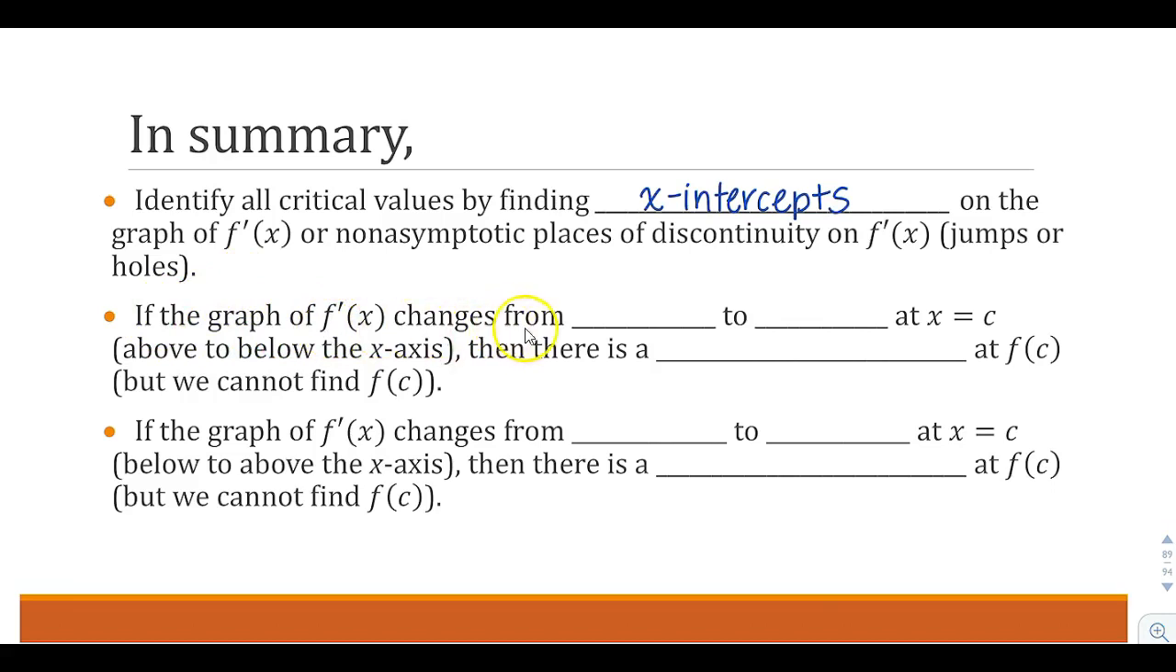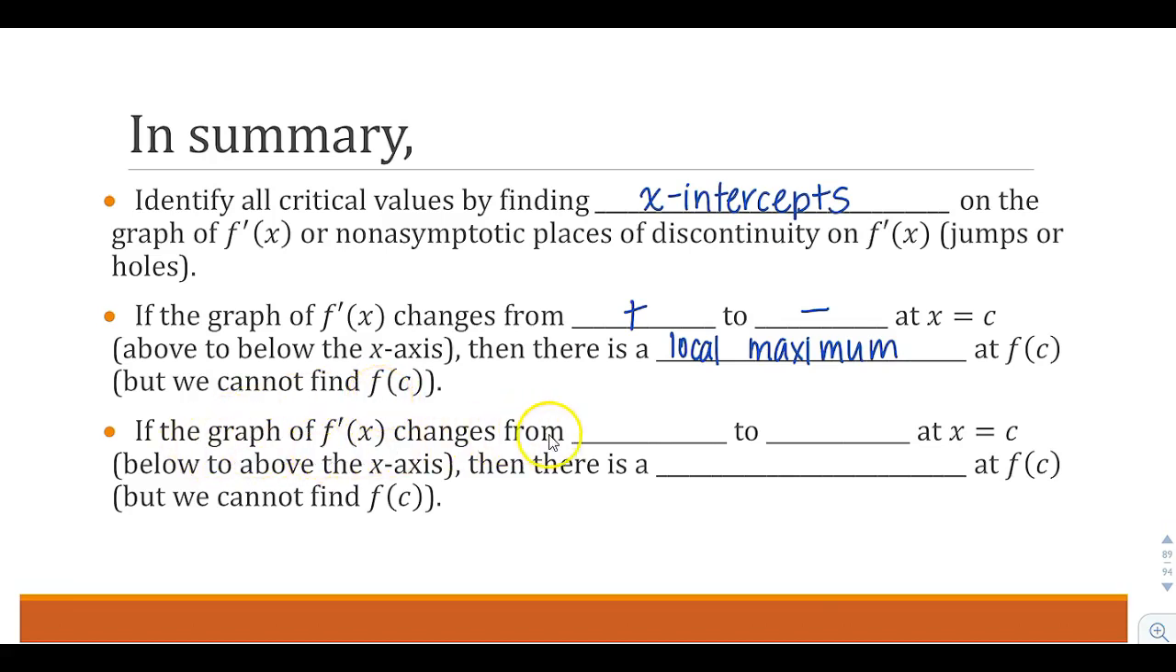If the graph of f prime of x changes from positive to negative at x equals c, or above to below the x-axis, then there is a local maximum at f of c. But notice we weren't able to find, and we cannot find f of c because we don't have the graph of f of x or the equation for f of x.